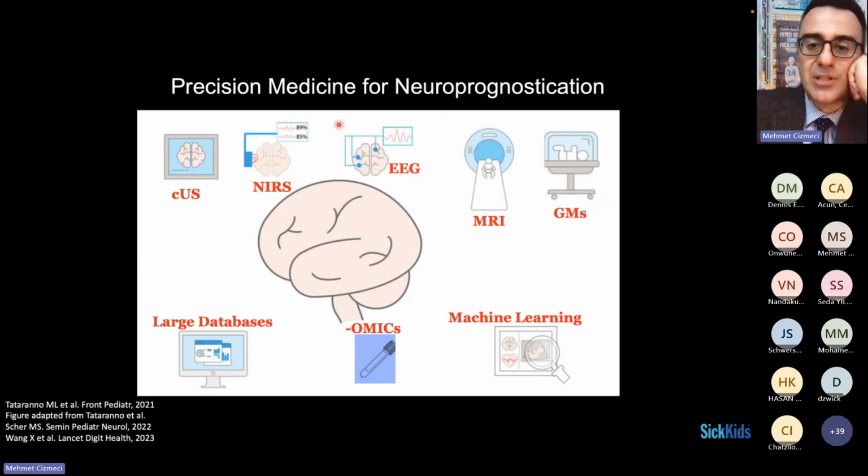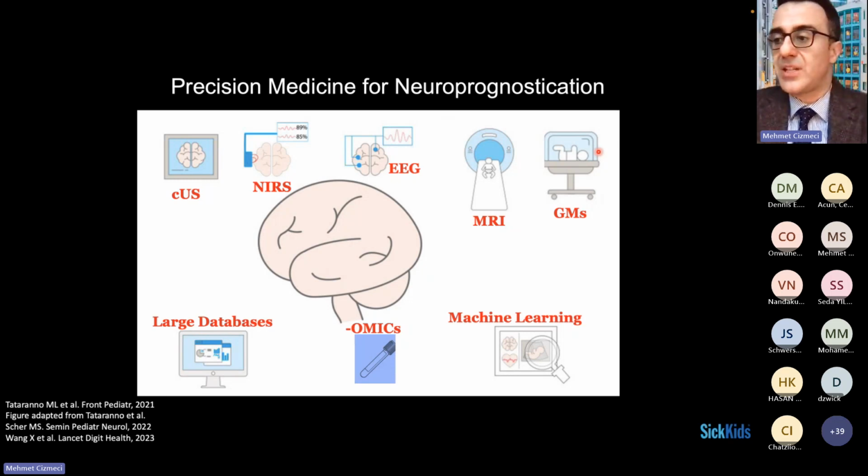I think I put lots of emphasis on neuroimaging modalities, some neuroimaging neurophysiology tools, and some early childhood markers such as the GM assessments and the standardized neurological assessment tools. But with the help of large databases, omics, genomics, proteomics seems to be the next frontier, and especially by implementing machine learning, we can get more prognostic information for these infants, which will help with precision medicine. And there are beautiful studies by Maria Luisa Tataranno's group on using precision medicine for neuroprognostication.